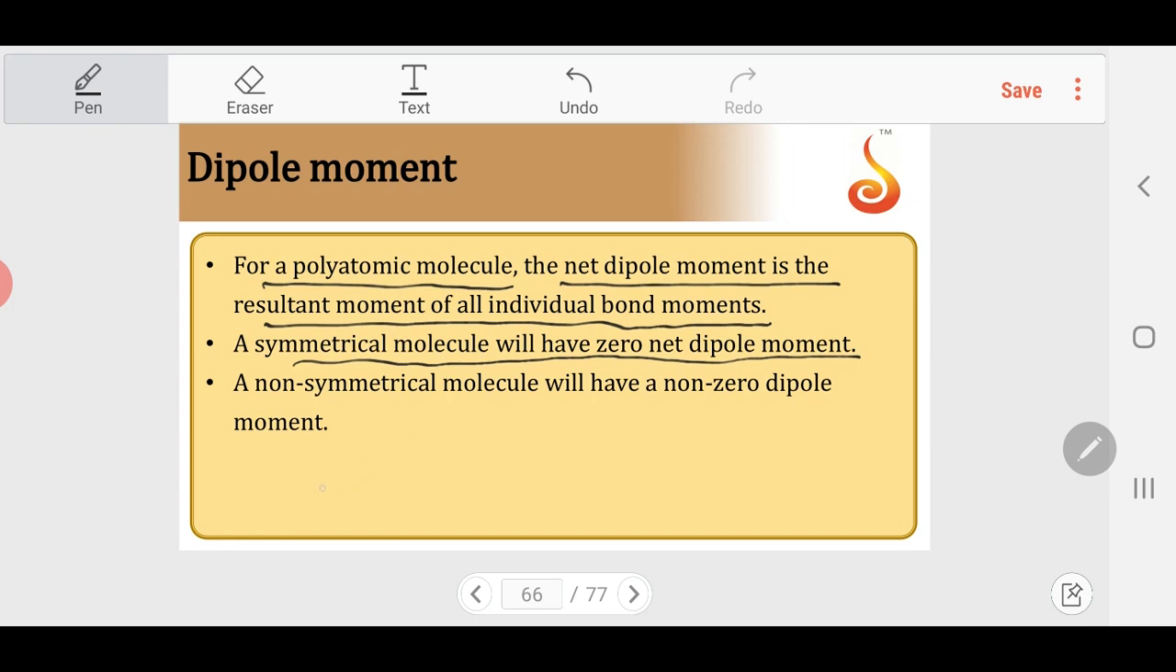If I take the example of carbon dioxide, the carbon dioxide structure is this. The polar bond moment is towards this direction, and this one is going to be in the opposite direction. So mu will be equal to 0. And a non-symmetrical molecule will definitely have a non-zero dipole moment. So dipole moment measurements can also be used to predict the geometry of molecules.